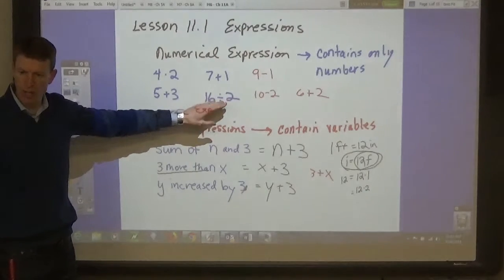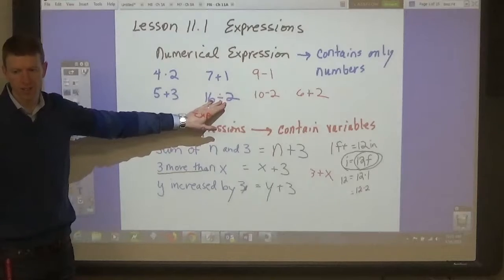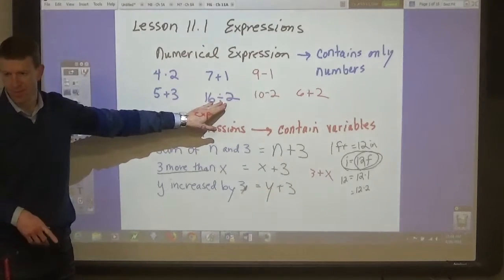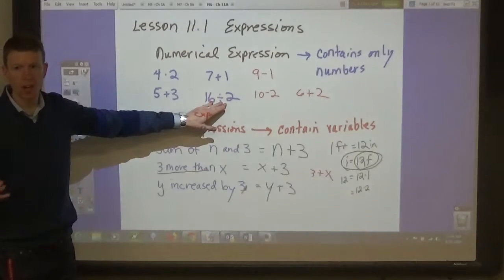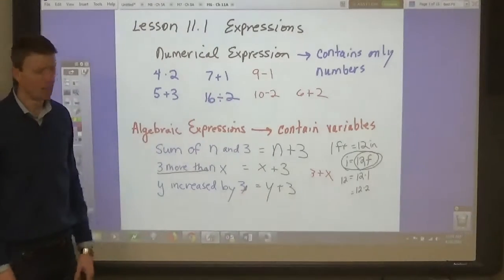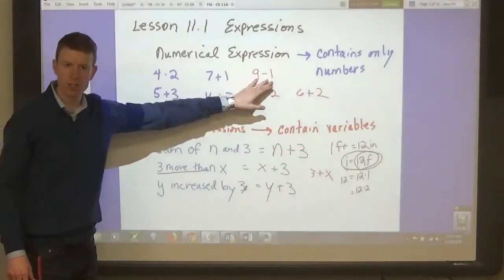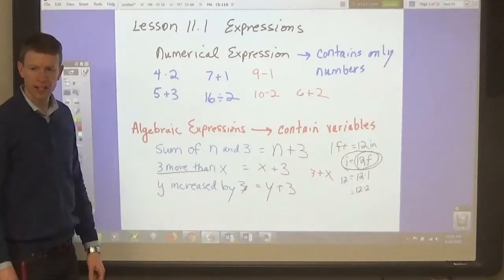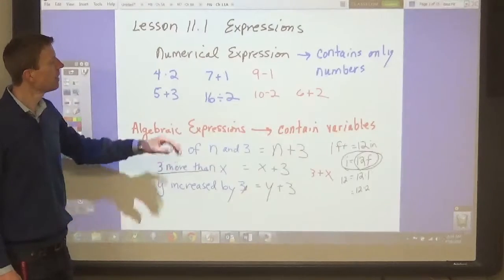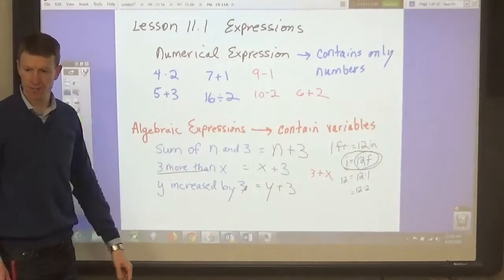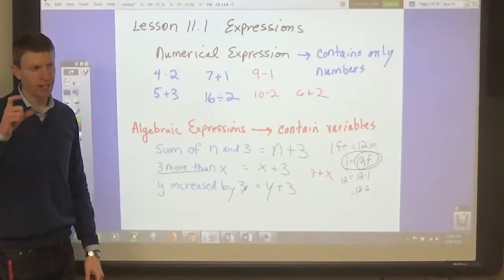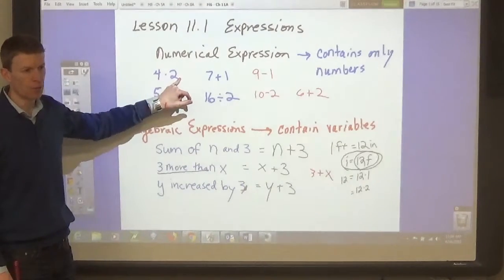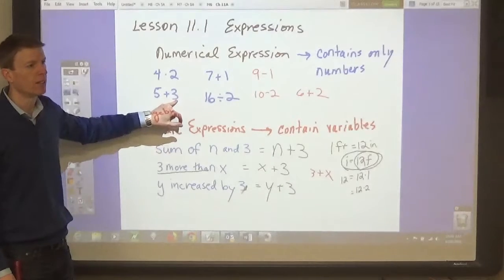16 divided by 2 is a way of expressing the number, what? The expression expressing what number? 8. 8. All of these are expressions for the number 8. Okay? But they are expressing the number 8 in a different way. Instead of just writing 8, it's written as 4 times 2. Or 5 times 3.